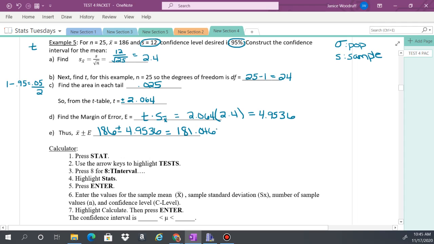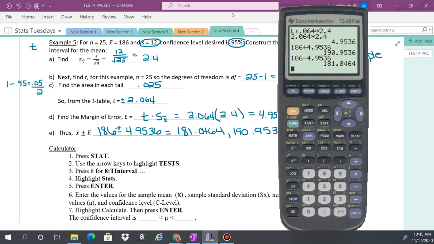181.0464, and then 190.9536. And then depending on how many decimal places you're asked to round, you would round from there. All right, so same process as what we did in 8.2.